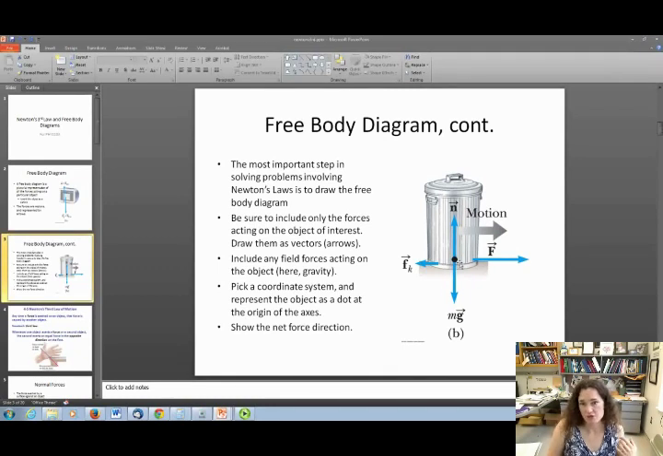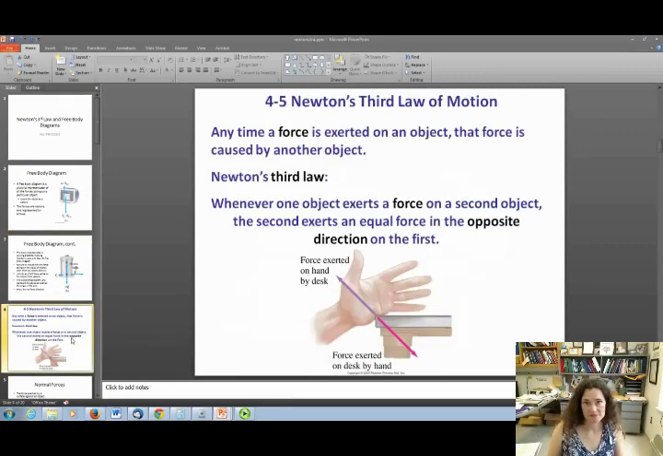Here, the forces are represented by the blue arrows, and the direction of motion is represented by that gray arrow. Notice that the motion vector doesn't originate from the same point as the rest. It helps you figure out which vector goes with what. Okay, so that's free body diagrams. Now let's move on to Newton's third law.